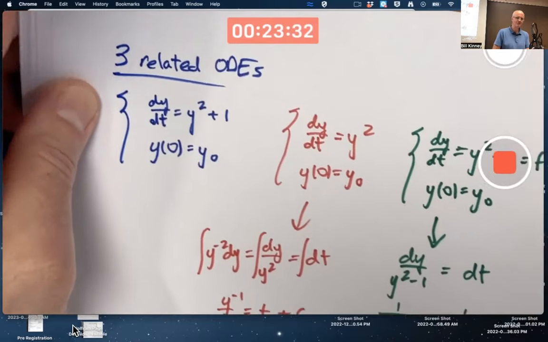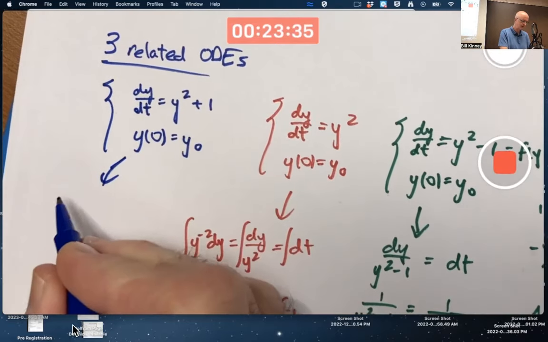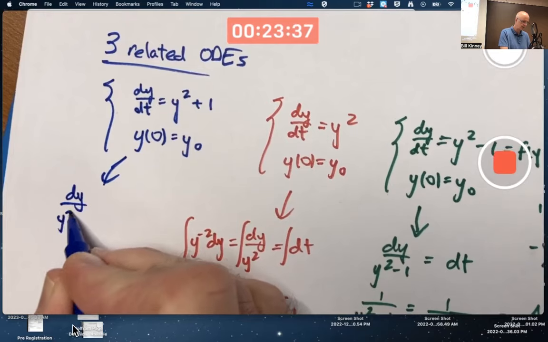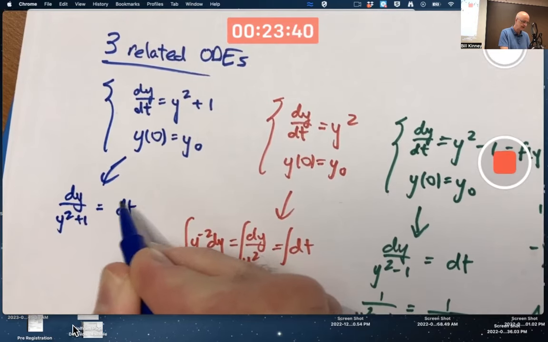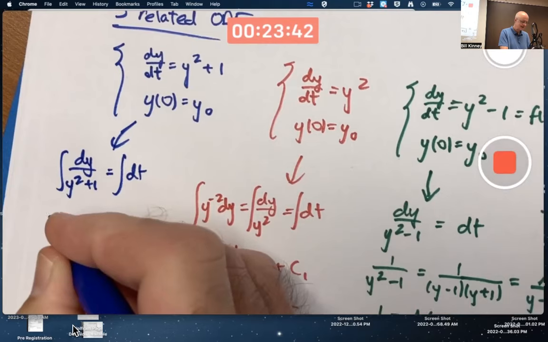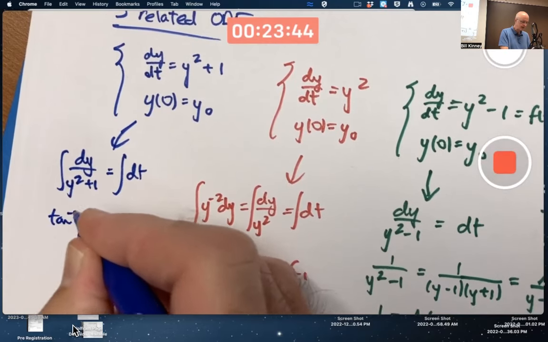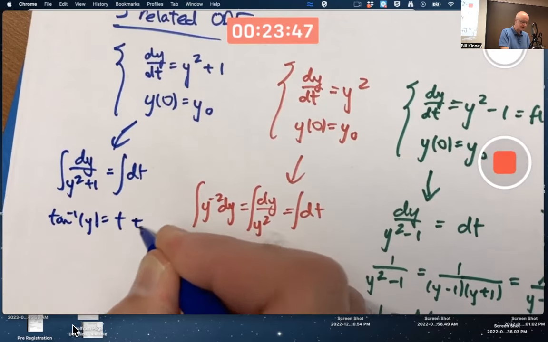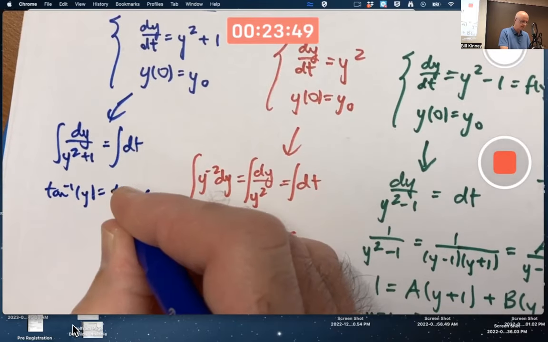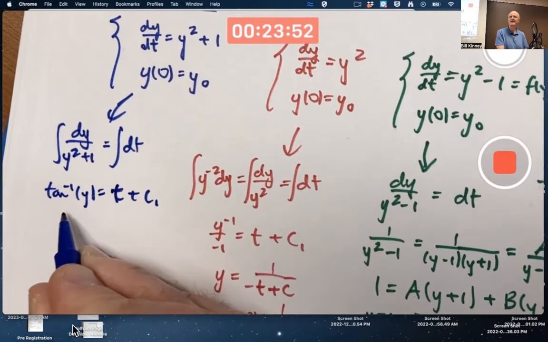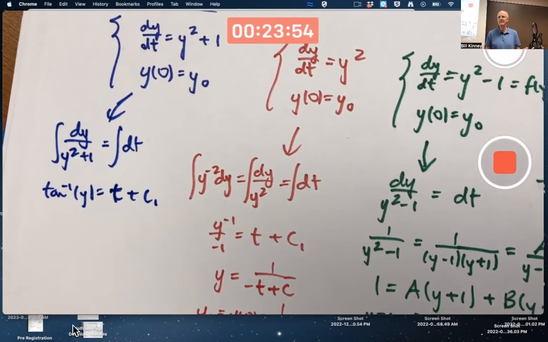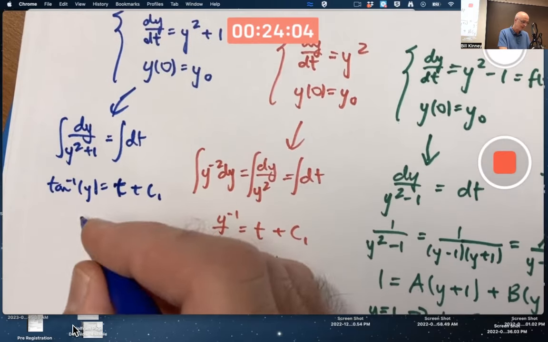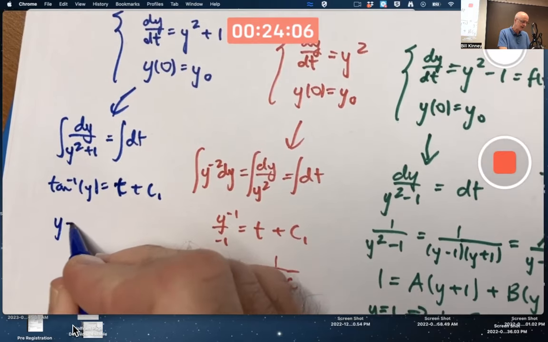What about this one? Separate variables, dy over y squared plus 1 equals dt. Integrate both sides. Arctangent, or if you prefer, inverse tangent of y equals t plus c1. If you prefer using arctangent, that's fine. Arctangent and inverse tangent are the exact same function, just different names and different notation. Calculators use the inverse tangent symbol. Mathematica turns out to use the arctangent symbol. Solve for y by taking the tangent of both sides.